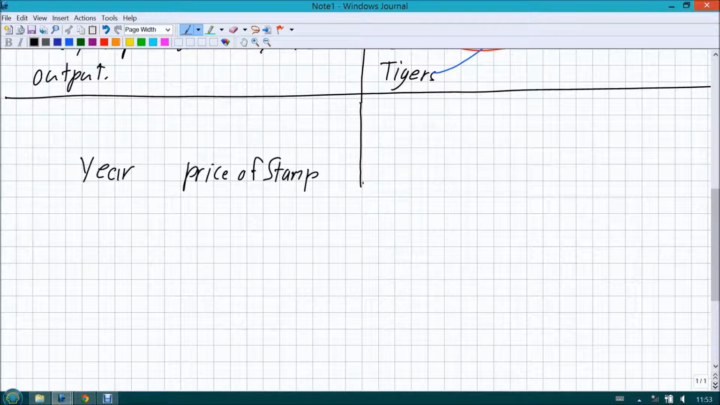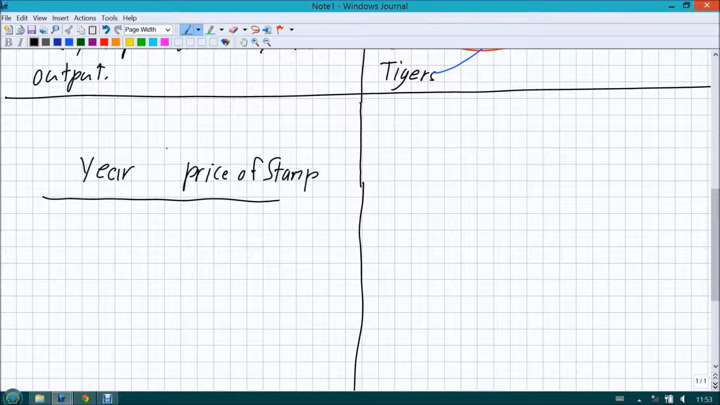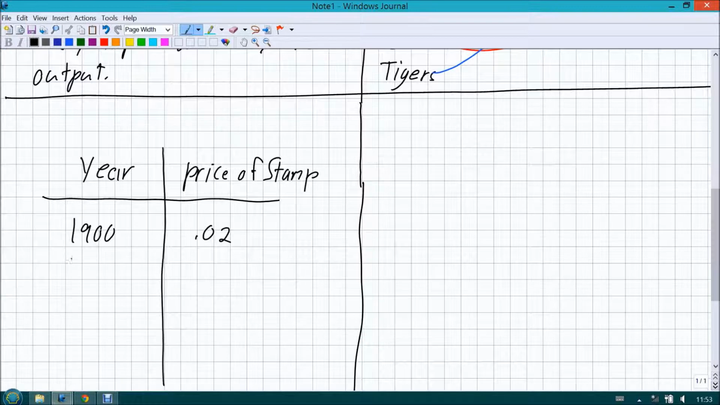So if we're going to be looking at these, I think it would be nice to make another T-chart within a T-chart because that way I can keep things separated. So in the year 1900, the price of a stamp was 2 cents. In the year 1920, the price of a stamp was still 2 cents.